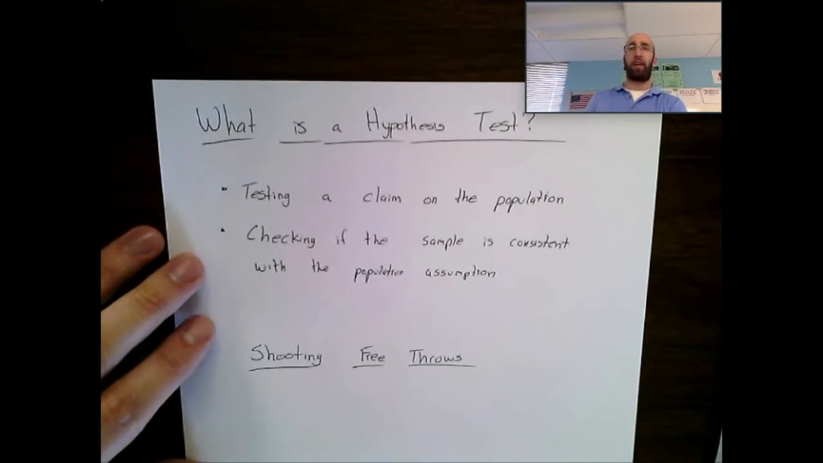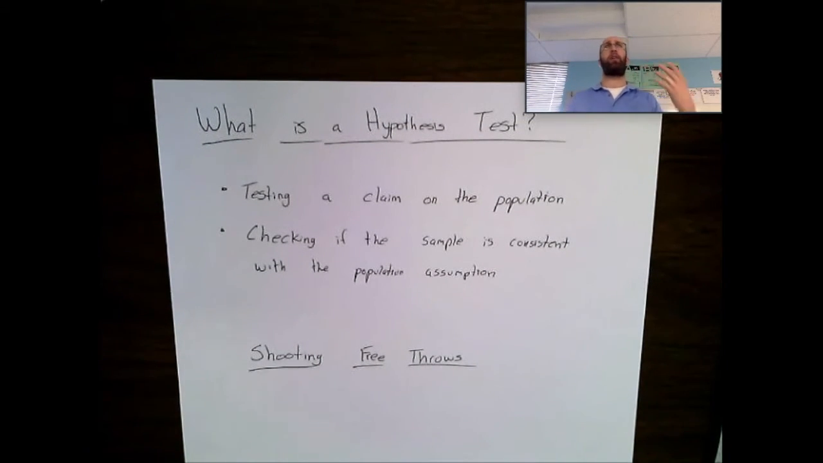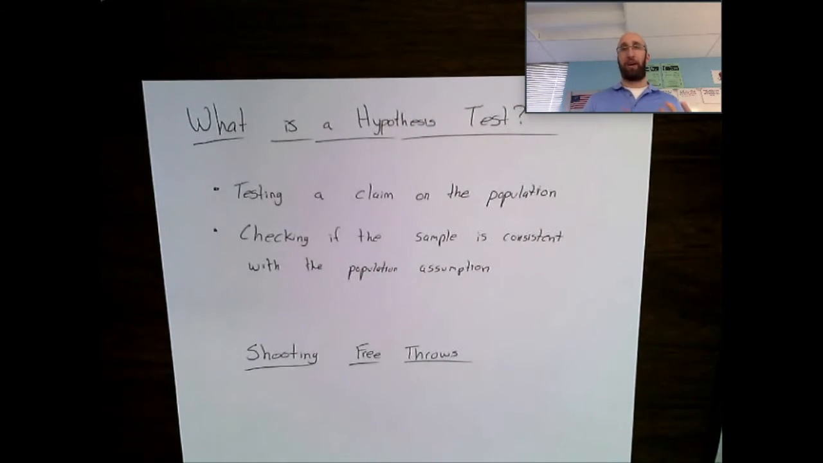Another way of thinking of it is there's going to be a claim on the population. So maybe I claim kids on average spend $2.75 on lunch. And we're going to collect a sample. We're going to check if the sample is consistent with the population assumption. So if I claim kids on average spend $2.75 on lunch, I go and get a random sample and I find the average is $7.25. That sample I just got is nowhere consistent with the population.